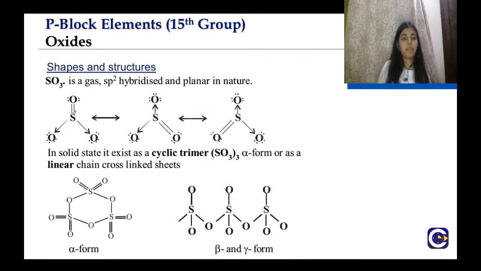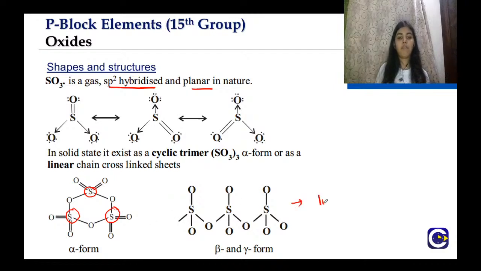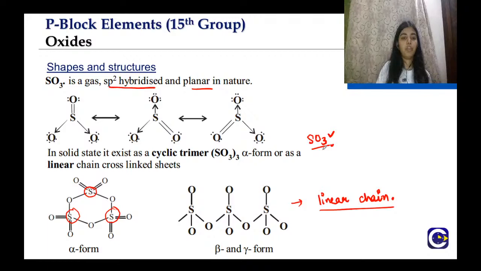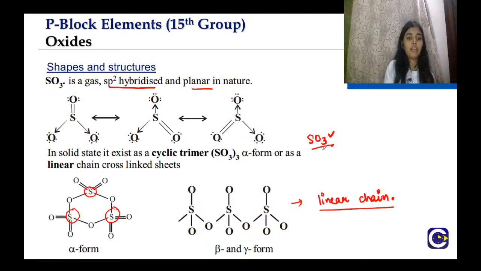Here SO3 is a gas which is sp2 hybridized and planar in nature. If you consider SO3 in solid form, the trimer has 3 units: 1 unit, 2 units, 3 units. And in the beta and gamma forms, it is present as a linear chain. So SO3 is important from the examination point of view. Next, you can write this down, then we will move on to the next slide.